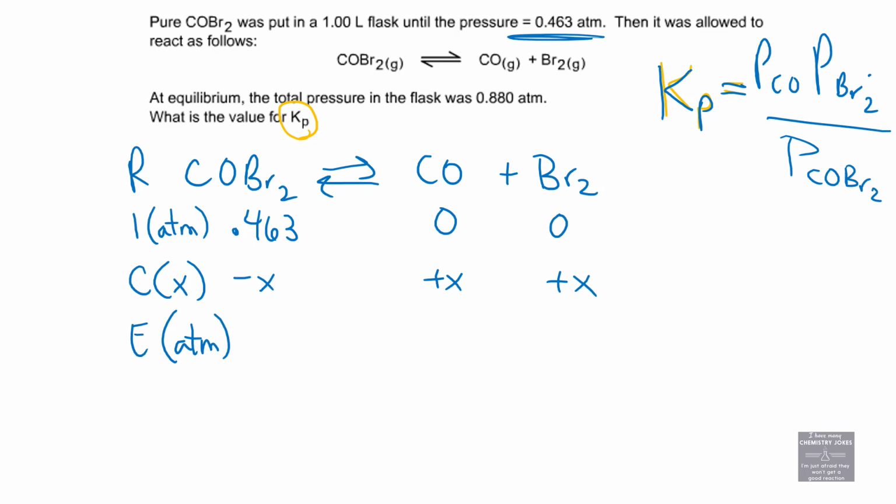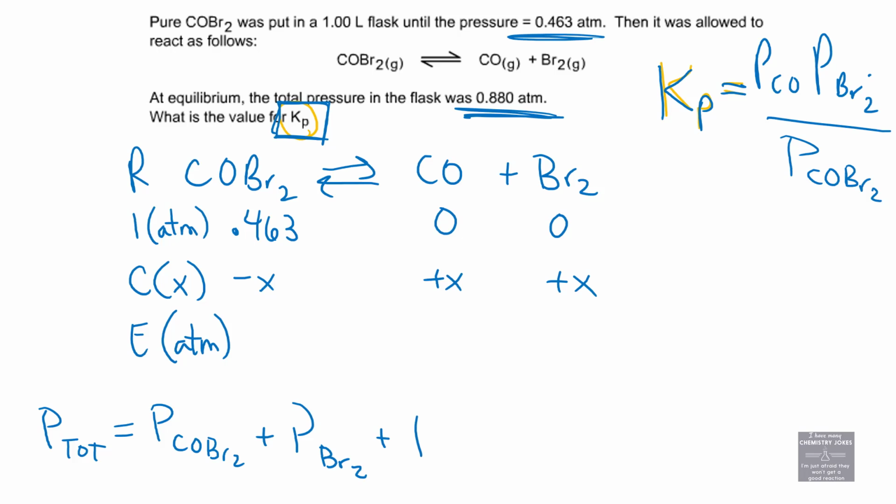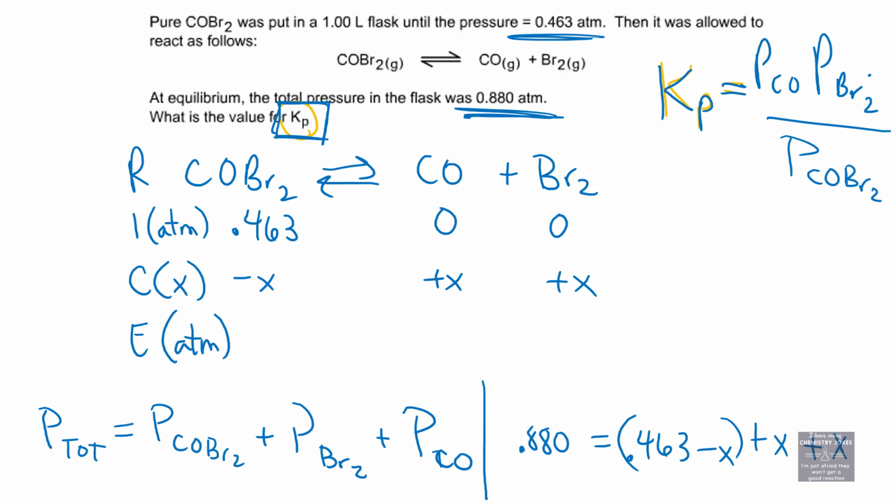So how do I do something from here? I'm not told a Kp value, so I can't solve for x the way I did in the very last problem, but I am told P total. And as you may recall from last semester, P total is the sum of the partial pressures of all the things. So all of those things are gases. So that's the partial pressure of COBr2 plus the partial pressure of Br2 plus the partial pressure of CO is equal to P total. So I can plug in my x values for that. So that's 0.880 is equal to 0.463 minus x plus x plus x.